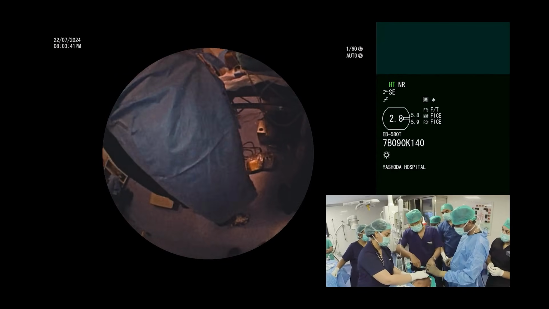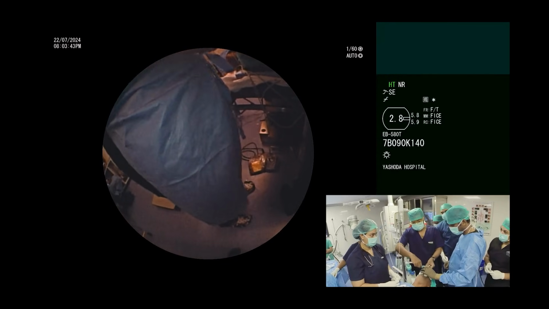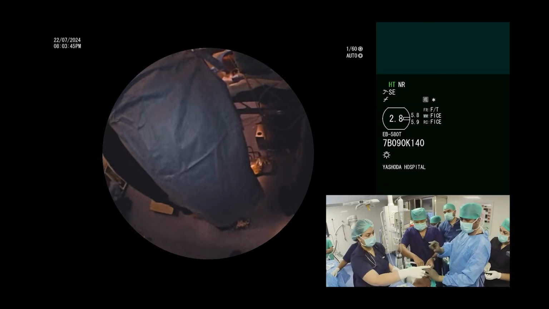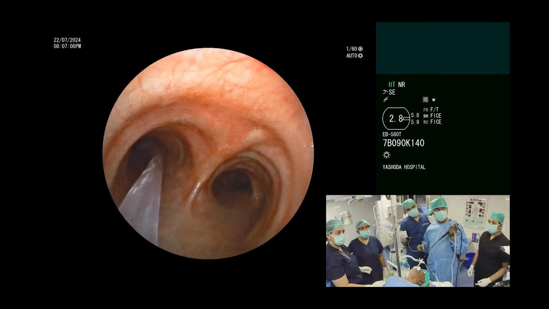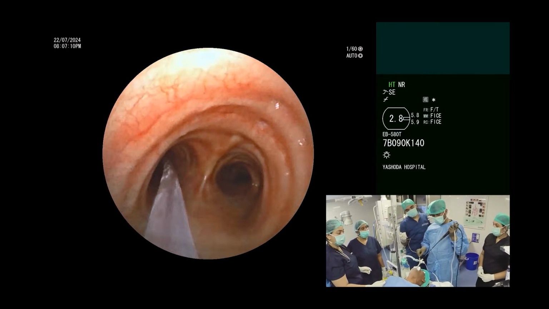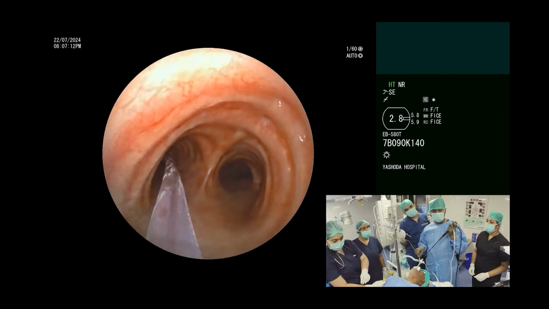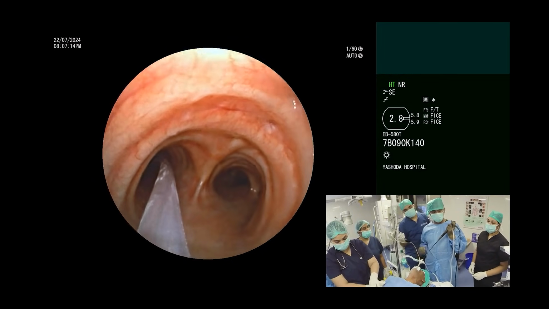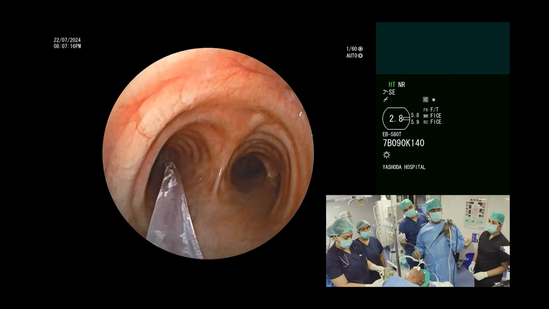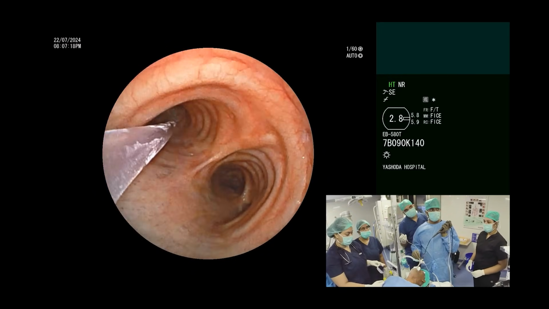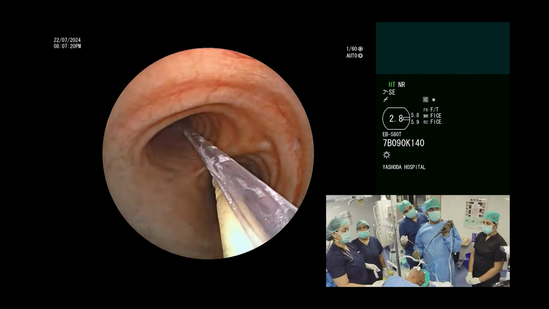So we have this patient who is a 50-year-old male with a suspected left upper lobe tumor. Now you can see that I'm passing a suction tube onto the left side, so that in case there is a bleed while doing a tumor debulking, it can help in suctioning out the blood.